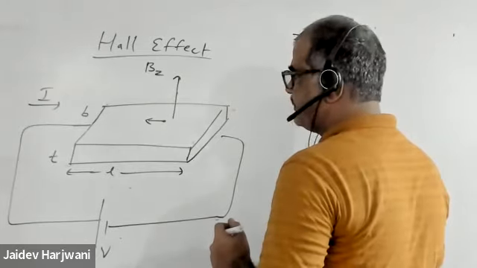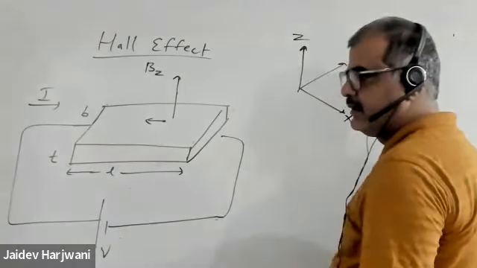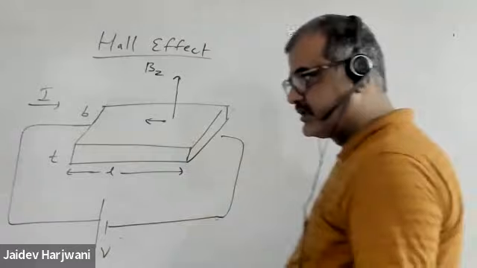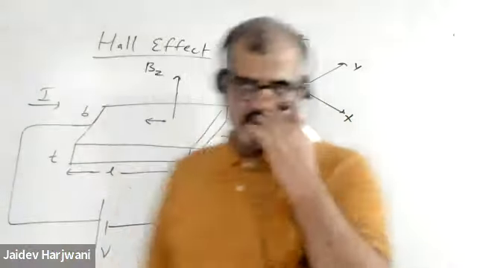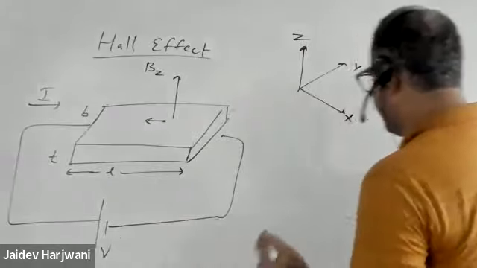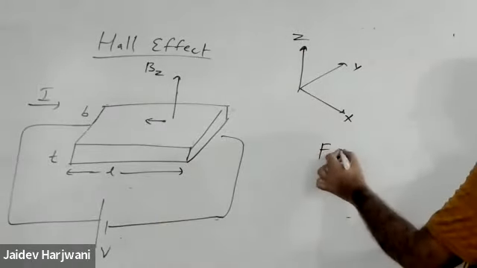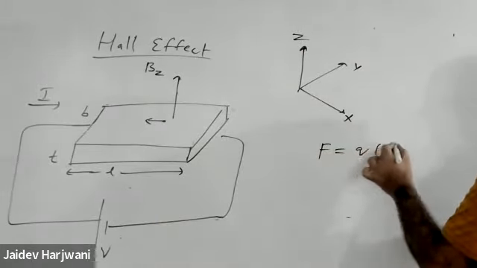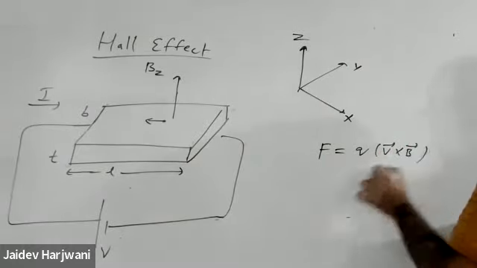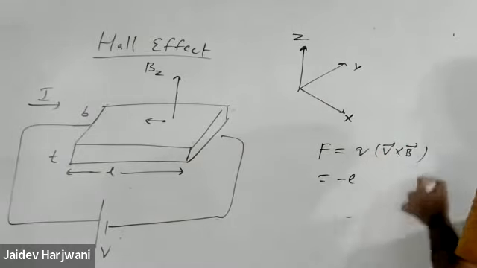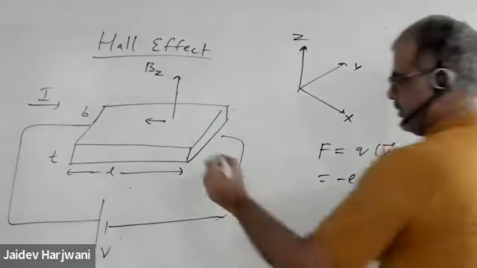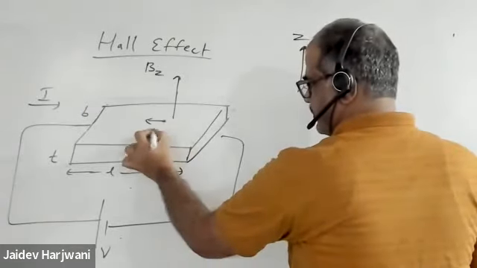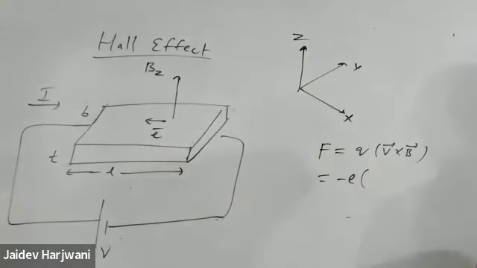Lorentz force. That's what I'm asking. Anywhere a charge is moving and you're applying a magnetic field, it will experience Lorentz force. And what is the value of Lorentz force? Q into V cross B. Q is what? Electron charge. V is what? Velocity of electron.